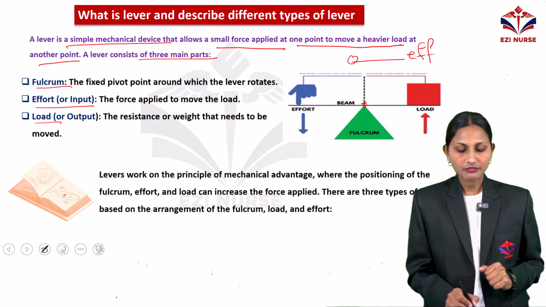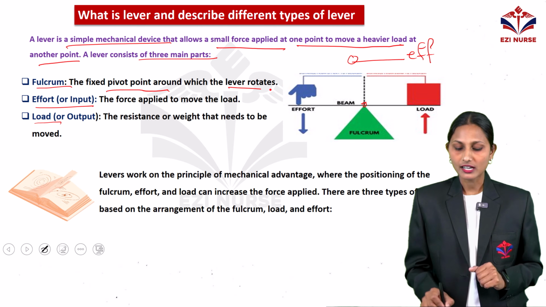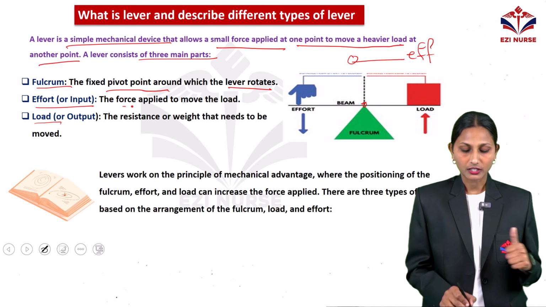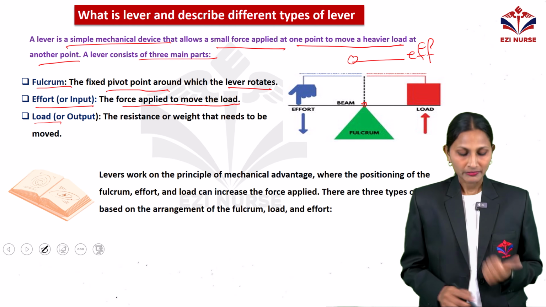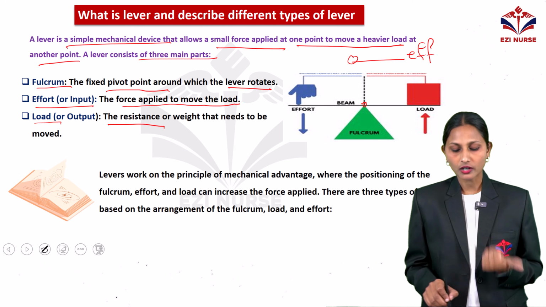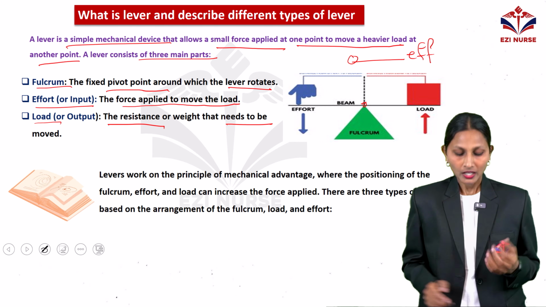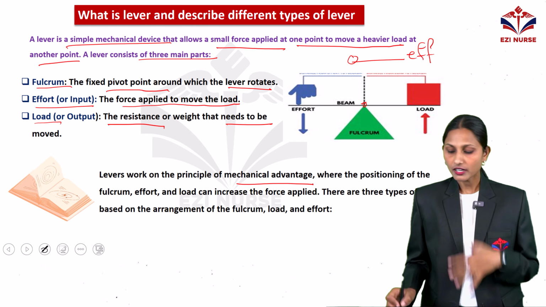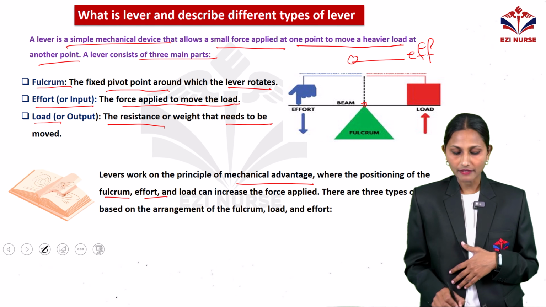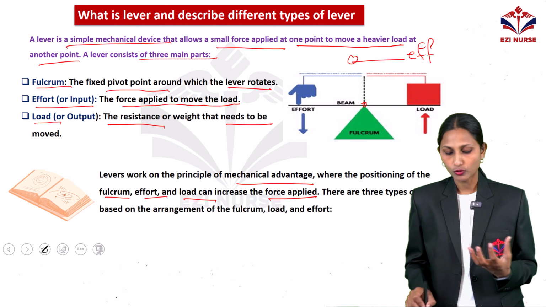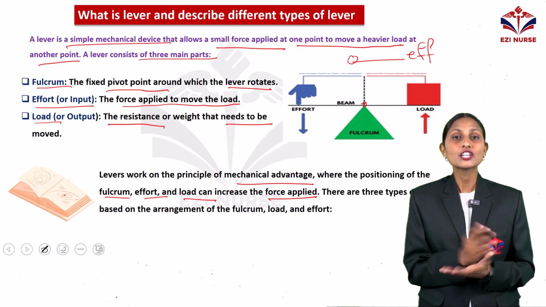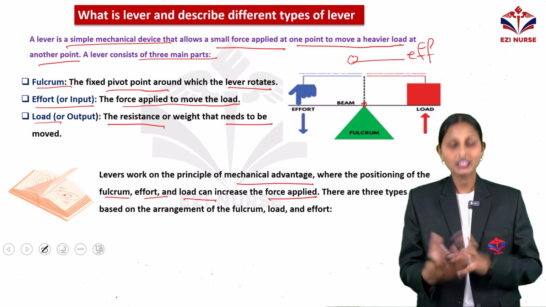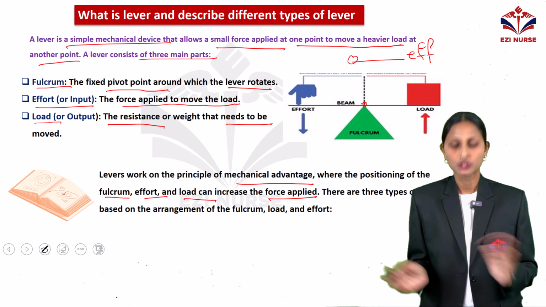The fulcrum is a fixed pivot point around which the lever rotates. Next, effort is the force applied to move the load, and load is the resistance or weight that needs to be moved. Next, a lever works on the principle of mechanical advantage, where the positioning of the fulcrum, effort and load can increase the force applied. According to the change in position, the force we are applying will change.